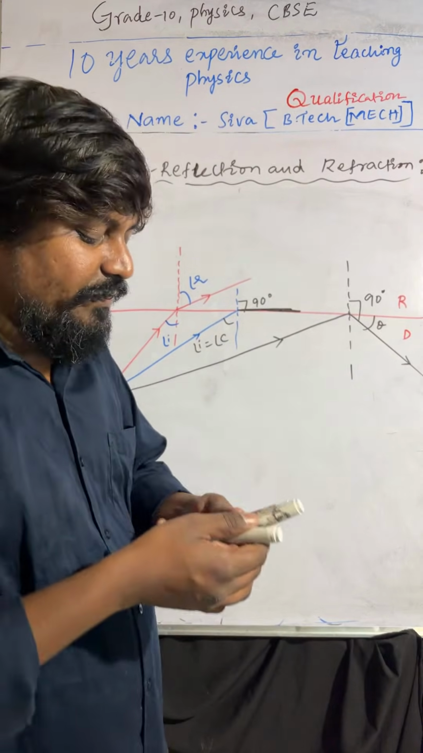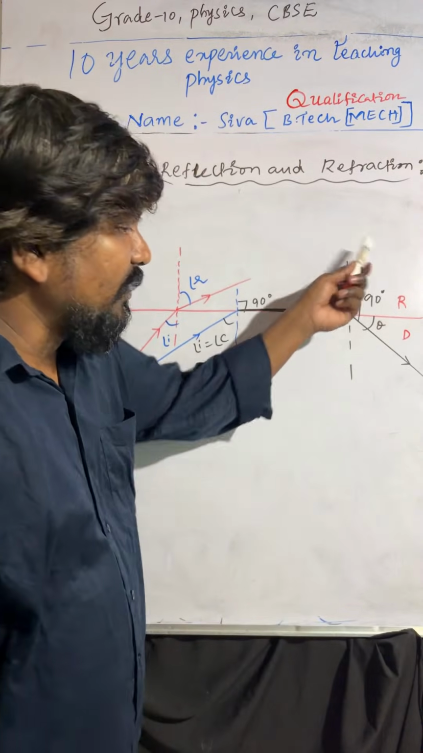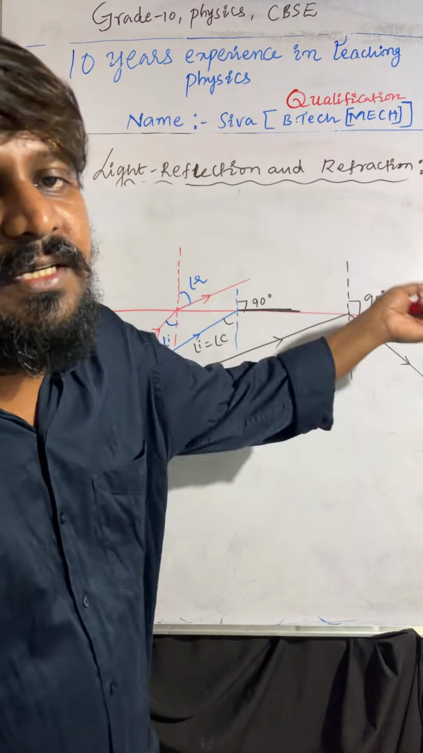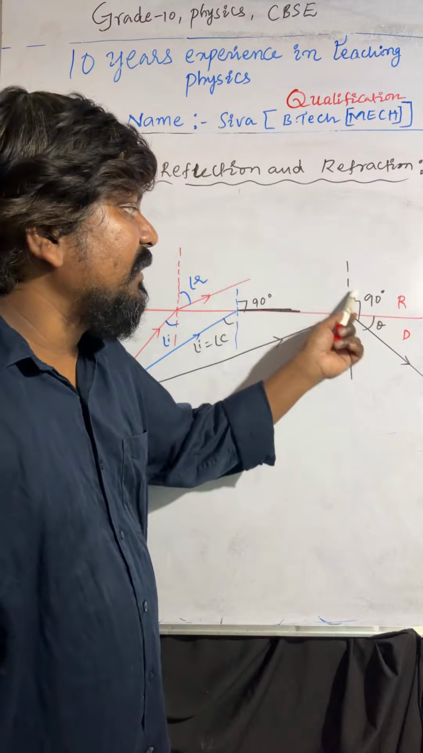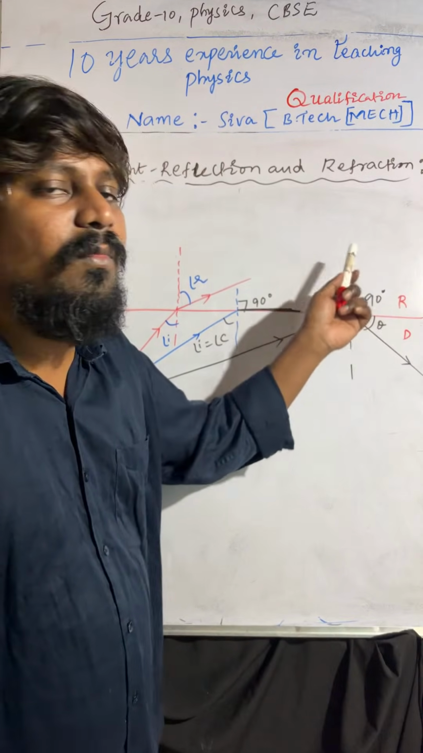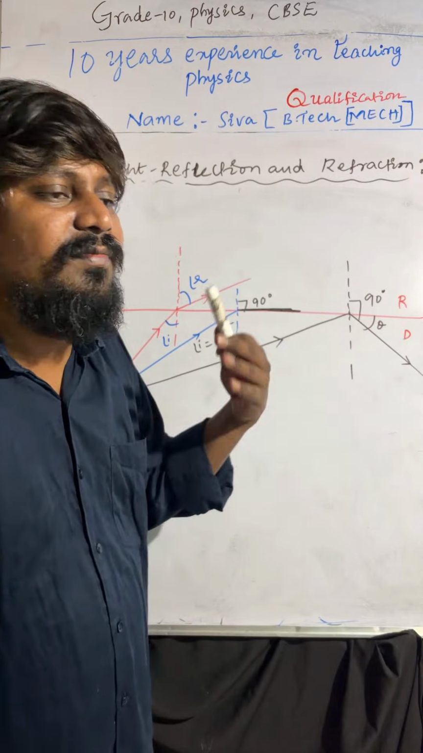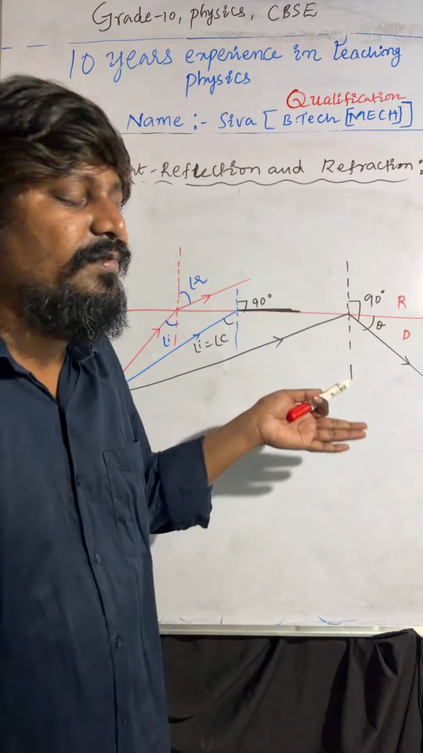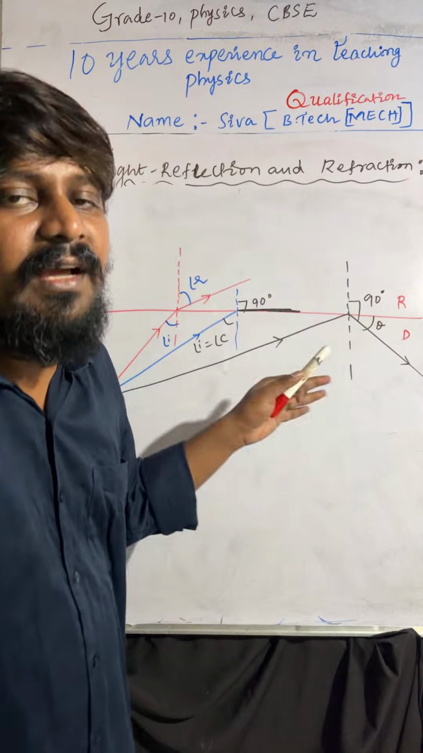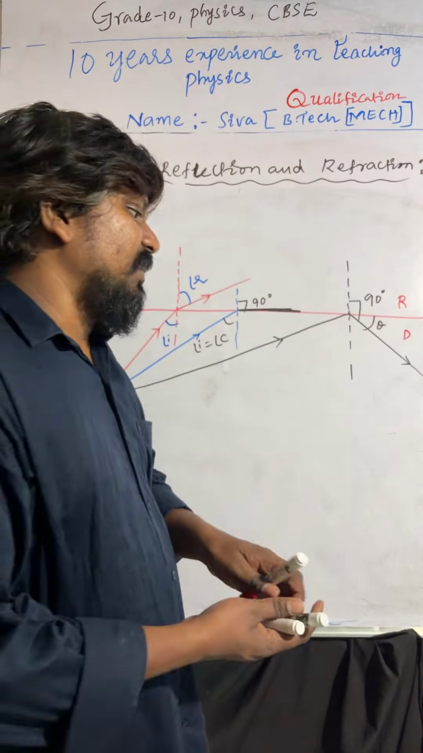If the light ray is passing from denser to rarer, in the rarer medium the light ray makes more than 90 degrees, 90 plus theta, then the light ray reflects back into the same medium. This phenomenon is called total internal reflection. I hope it is very clear.